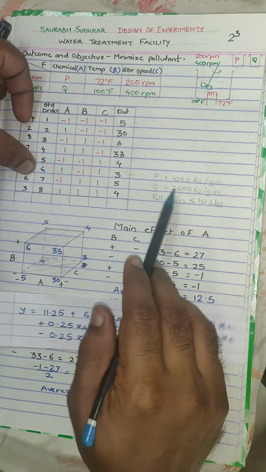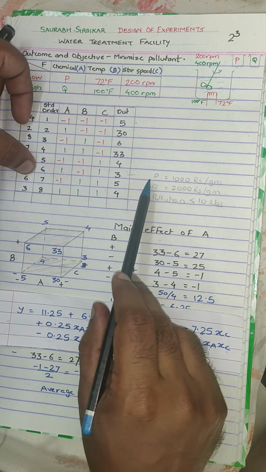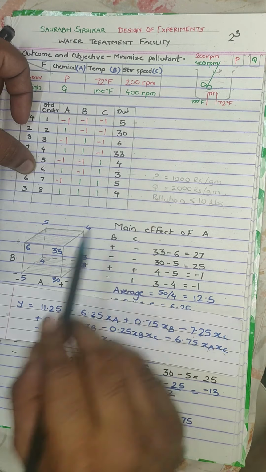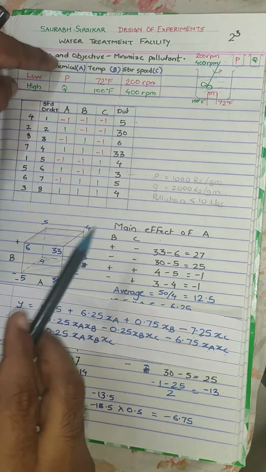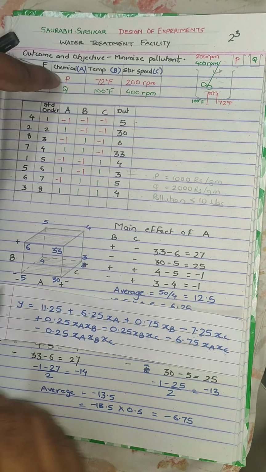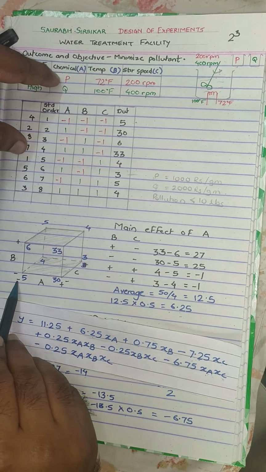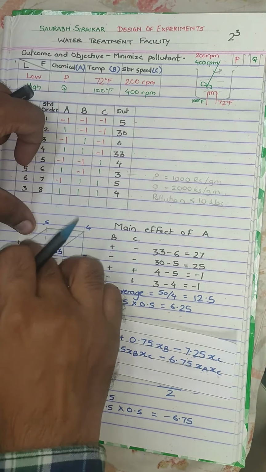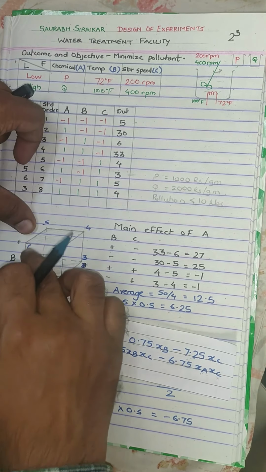But if we look at the cost, we are going to save a lot of cost if we use the P chemical. So what is P chemical? It is factor A at low level. Factor A at low level is this 5 and 6. So I think these two are the best suited.